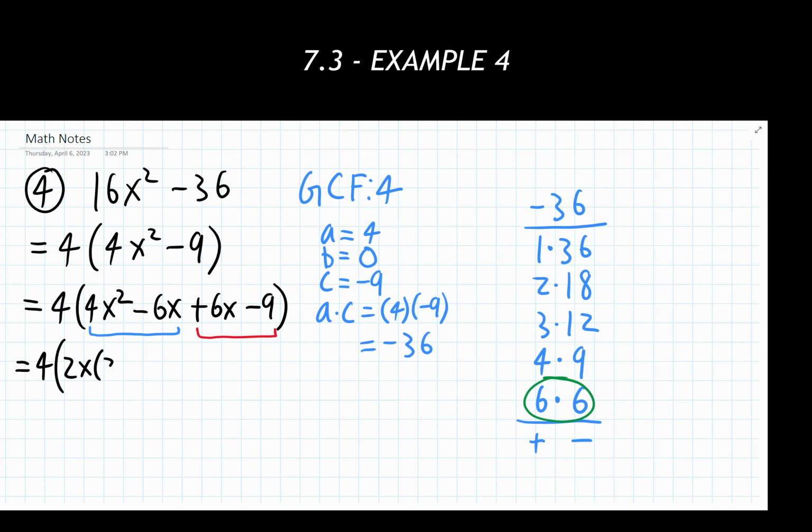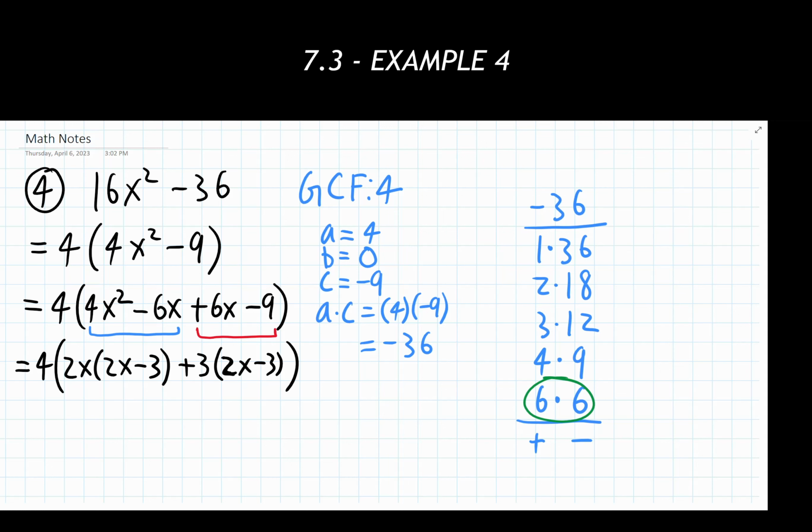And then what's left over? We have 2x minus 3. Between the last two terms, what's a greatest common factor? Looks like it's going to be a positive 3. And what's left over? 2x minus 3. Make this 2 a little bit better here.